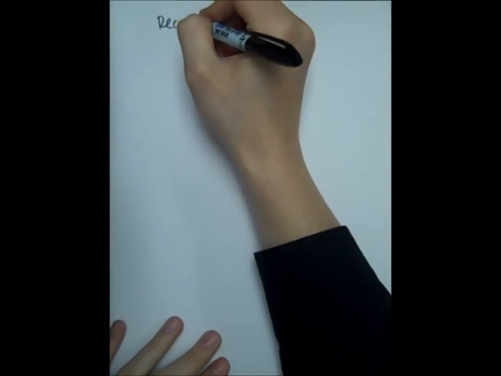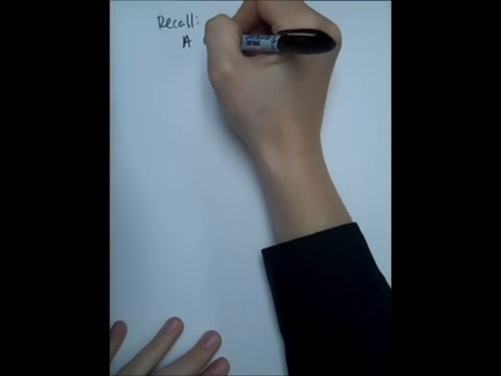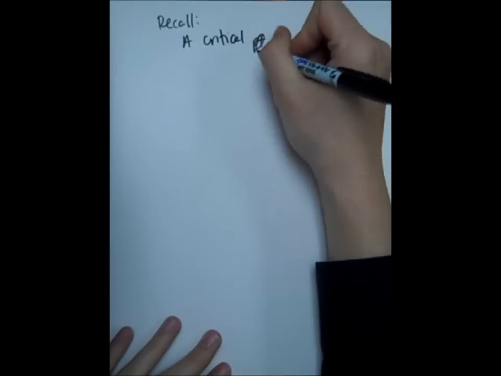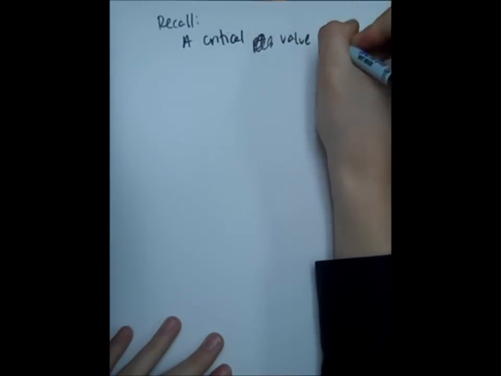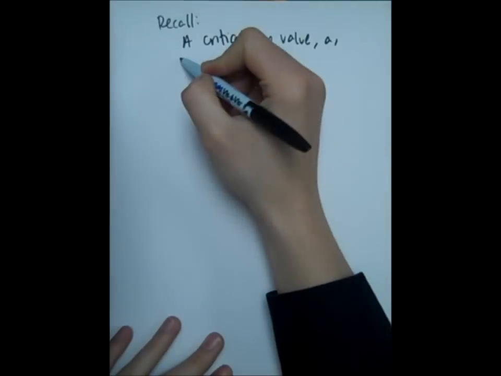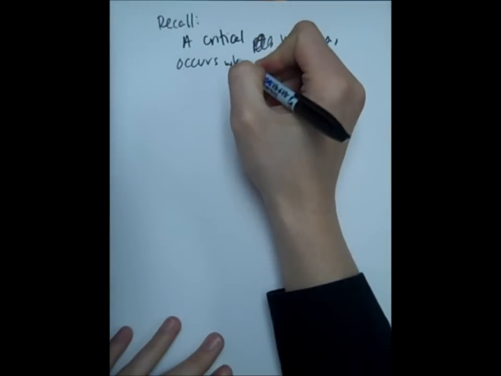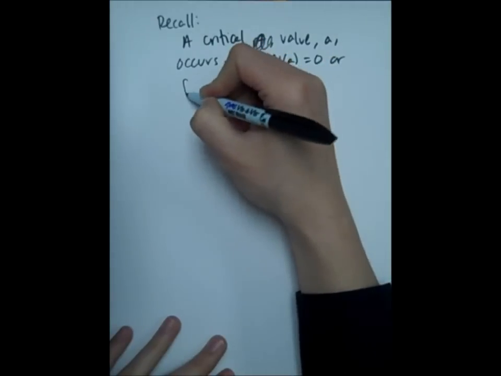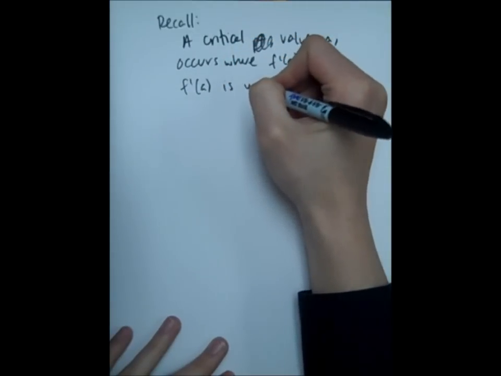Okay, so now that we know a little bit about increasing and decreasing, what we want to look at are critical points, deciding if a critical point is a maximum or a minimum. So we know what critical points are. Let's recall that. A critical point, or a critical value, a critical value a, occurs where f prime of a equals 0 or f prime of a is undefined.